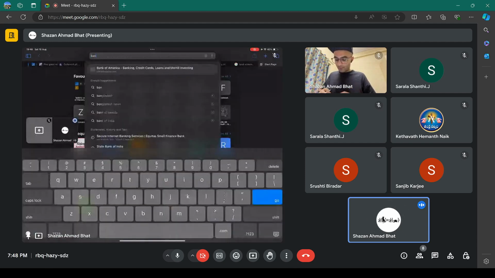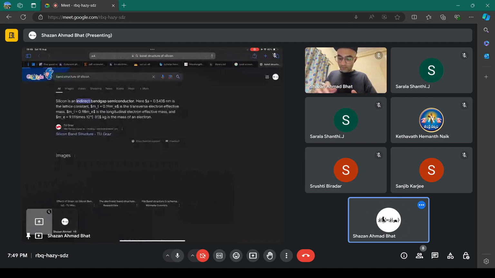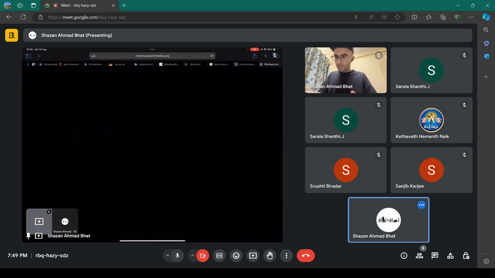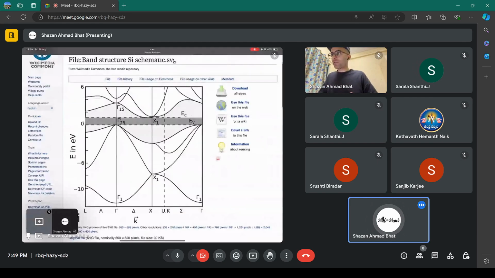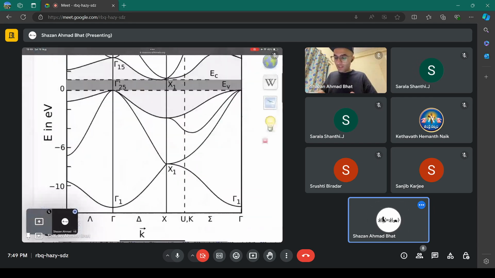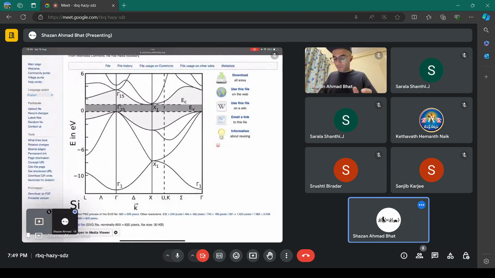I'll show you the band structure of silicon. This is the actual thing you get. This is the actual band structure of silicon. So what we have drawn is only the region from L to X. That's it. This is the complicated band structure of silicon, which shows that in different directions there are different allowed values of energies of an electron.